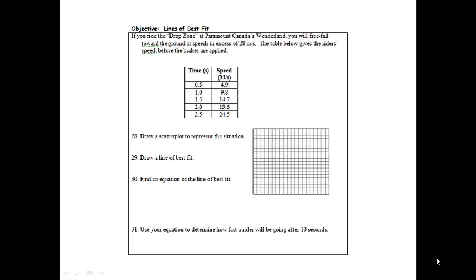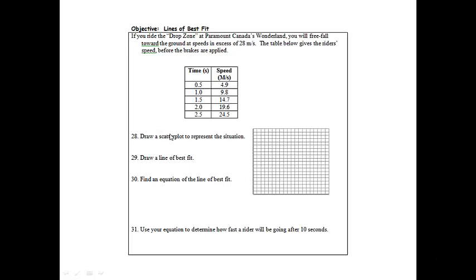Okay, the subject is lines of best fit. If you ride the Drop Zone at Paramount Canada's Wonderland, you will free fall toward the ground at speeds in excess of 28 meters per second. The table below gives the rider's speed before the brakes are applied. Alright, so we just have lots of stuff there.